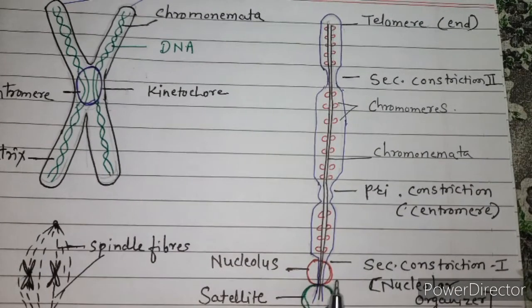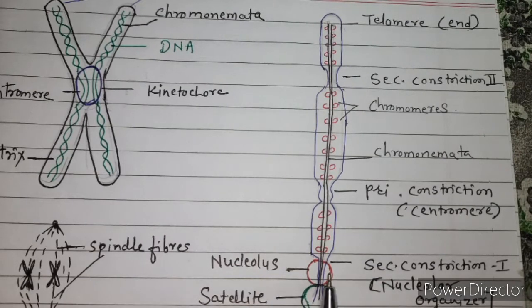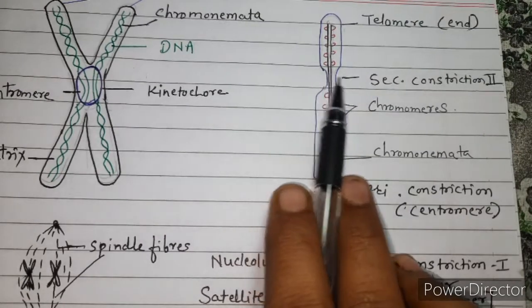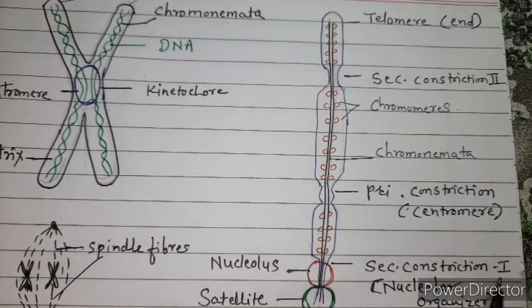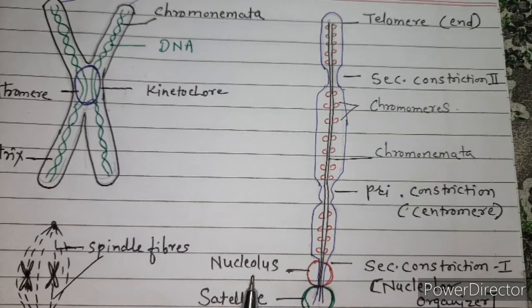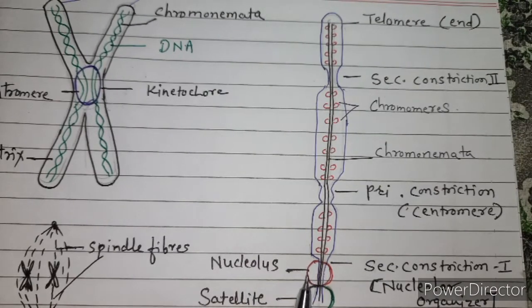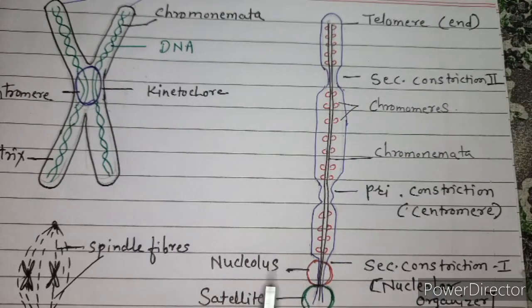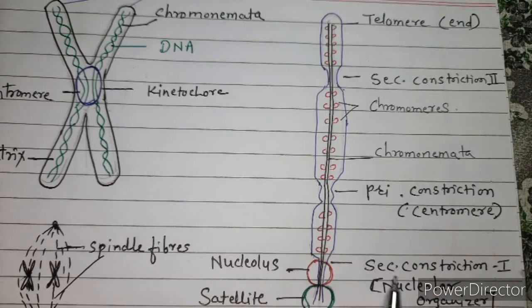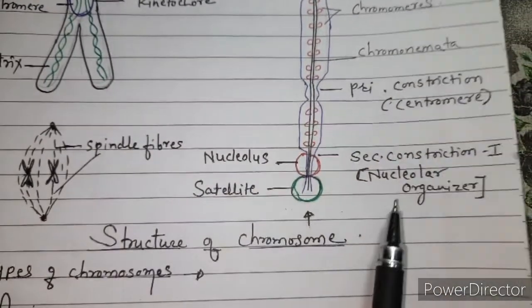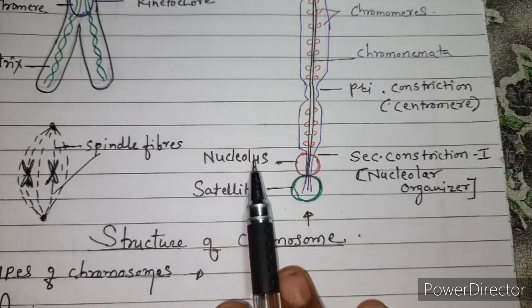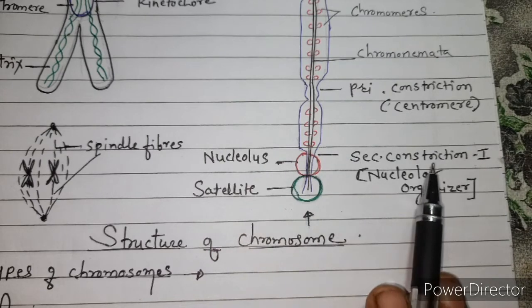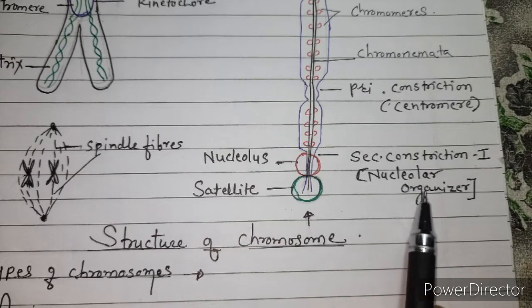Now this is secondary constriction 1, and this is secondary constriction 2. Mainly at secondary constriction 1, there is a nucleolus. Actually the nucleolus becomes organized in this constriction. Constriction means a groove, isn't it? So the nucleolus is formed at this place, and therefore the other name of this constriction is nucleolar organizer. The constriction that organizes the nucleolus is called the nucleolar organizer.